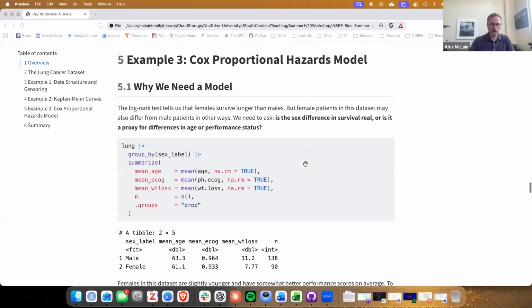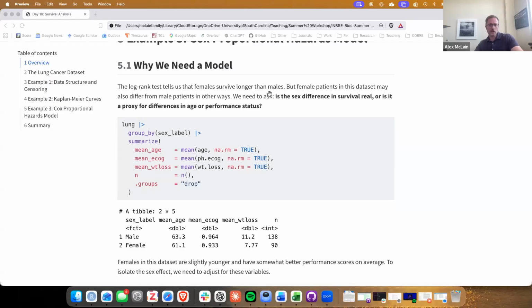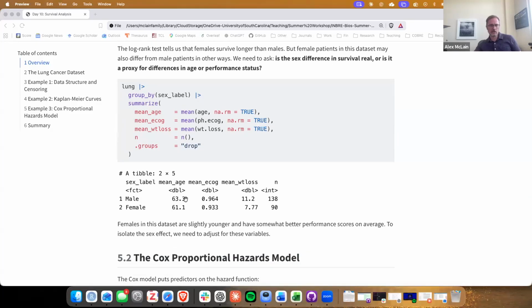How do we run this? First, we're going to look at why we need to use this Cox proportional hazards model. We saw females surviving longer than males. We saw this up above, but is it something else? Is it something like the ages were different, or this ECOG score, or weight loss? Is something actually playing a role here? So here we're looking at some of these variables. Do these variables have an association with sex?